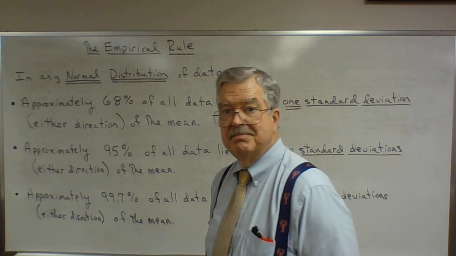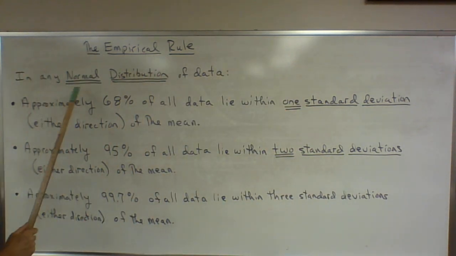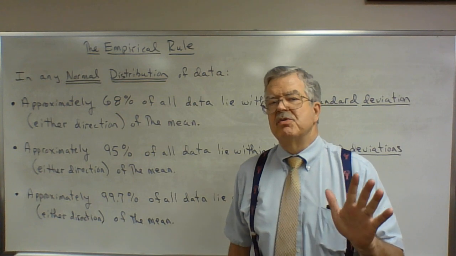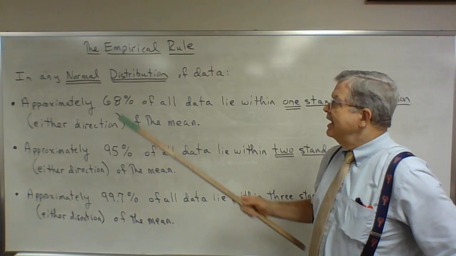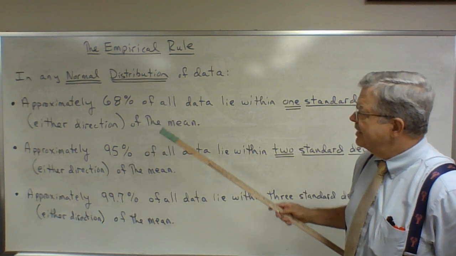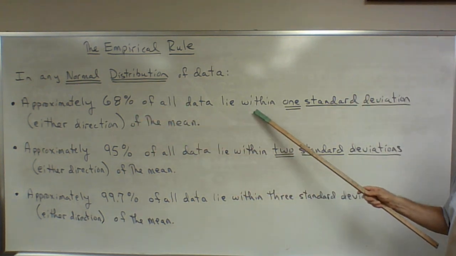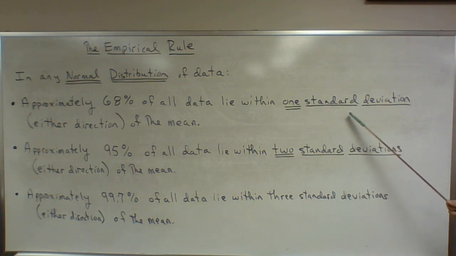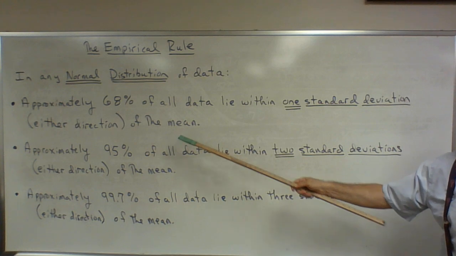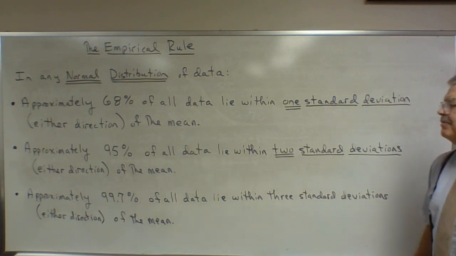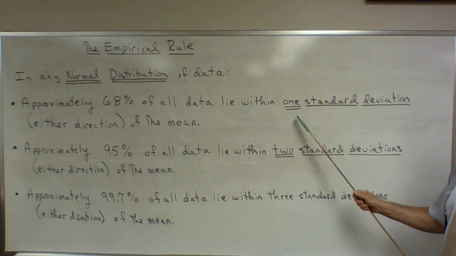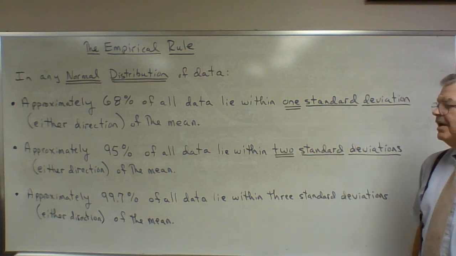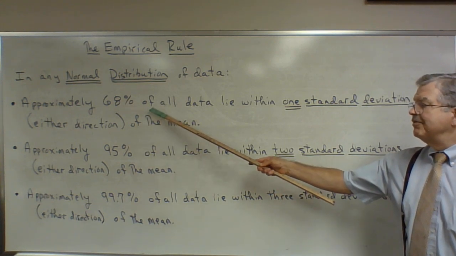Here's our empirical rule. In any normal distribution of data, and this is important, the empirical rule only holds if our data is normally distributed. In any normal distribution of data, approximately 68% of all data lie within 1 standard deviation, either direction of the mean. So if we go 1 standard deviation to the left of the mean and 1 standard deviation to the right of the mean, we should encompass 68% of all data points.